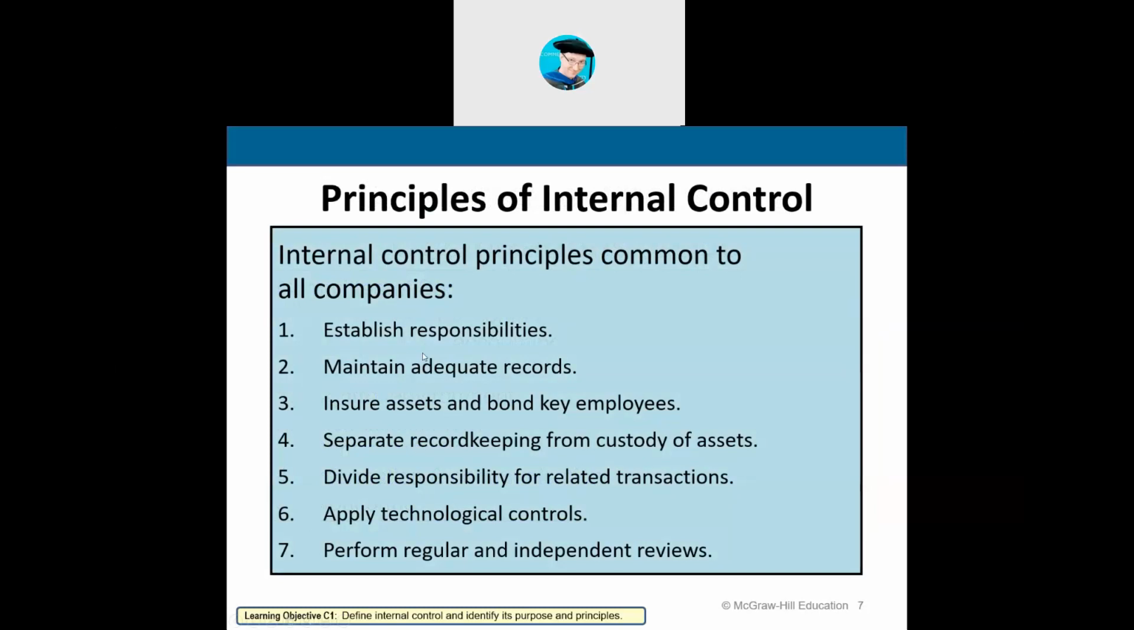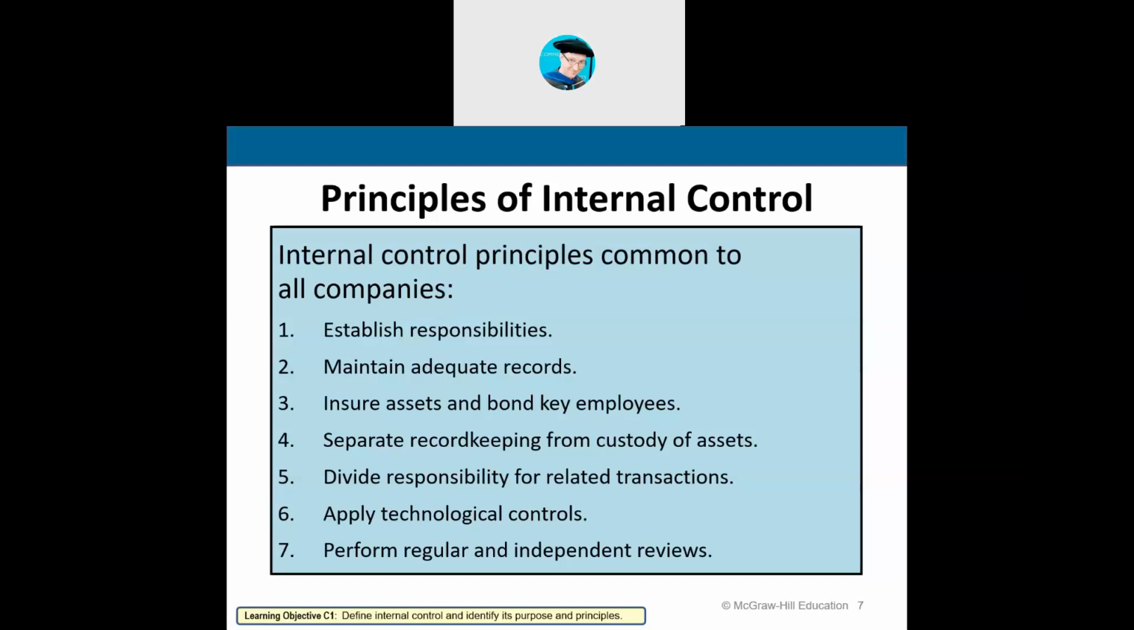The internal control principles used by most companies are to establish responsibilities for individuals, maintain adequate records, meaning financial statements and all of the control documents, ensure assets and bond key employees. So ensure assets, protect the assets, bond key employees. These are your people that are responsible for the control of things like cash within the company. They're bonded. When they're bonded, that means that they're insured. If something happens to those employees or they behave unethically or illegally, the company's bonded. These are protected.